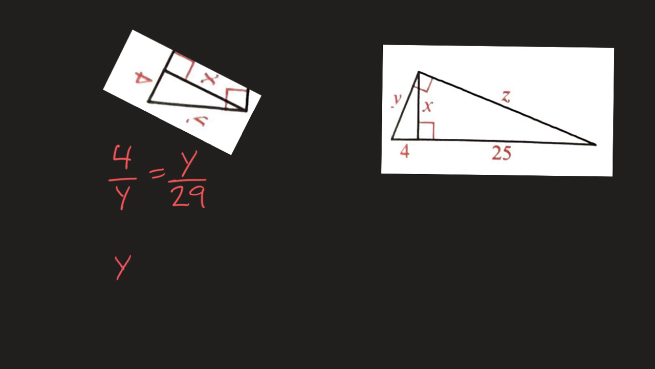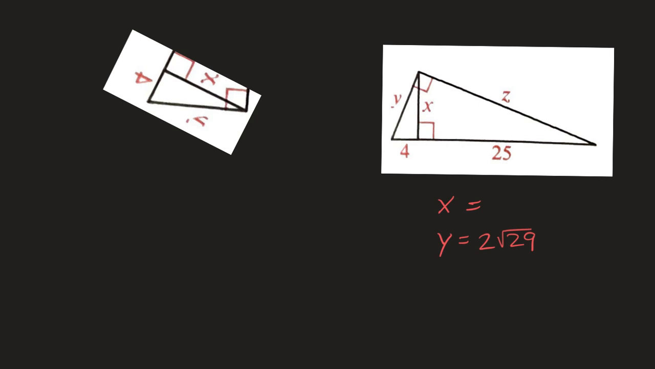Now, similar to what I was showing you earlier, what we would do is we would have y squared is equal to 4 times 29. That means that y is going to be the square root of 4 times 29. And we can take the square root of 4. That's 2. But square root of 29, not going to do that. So that's going to be 2 times the square root of 29. So that's y.